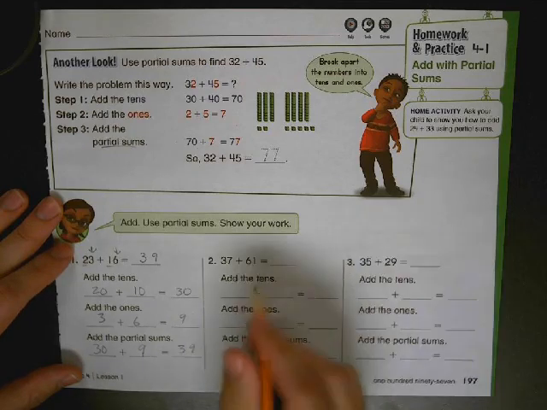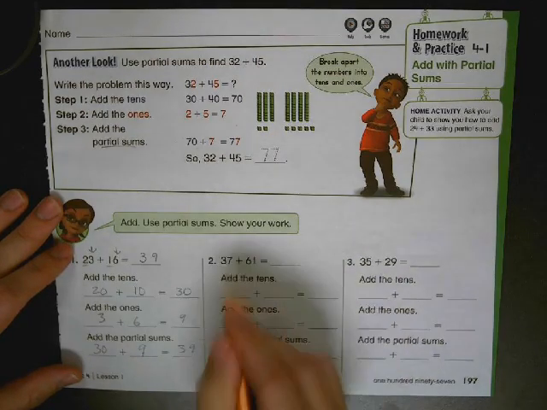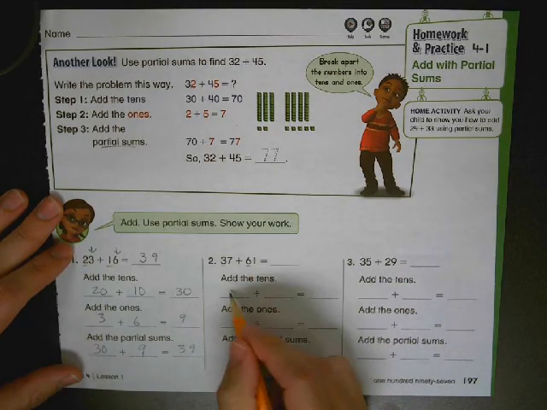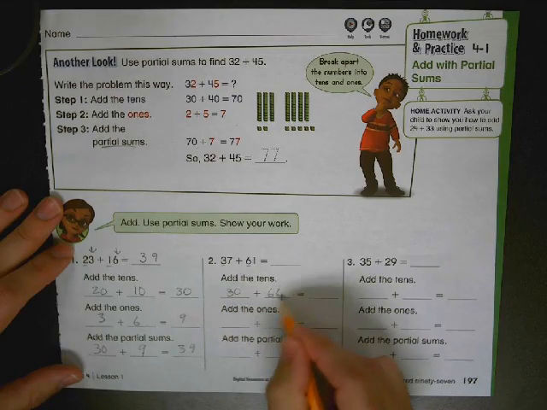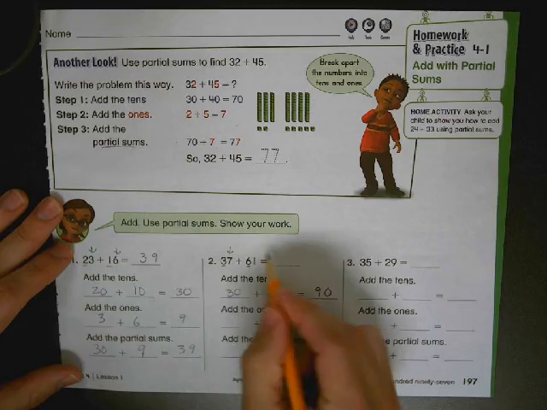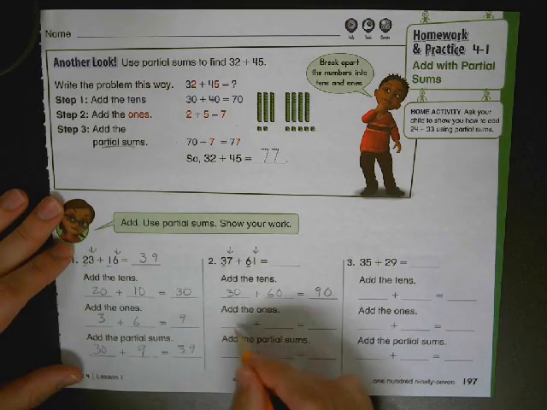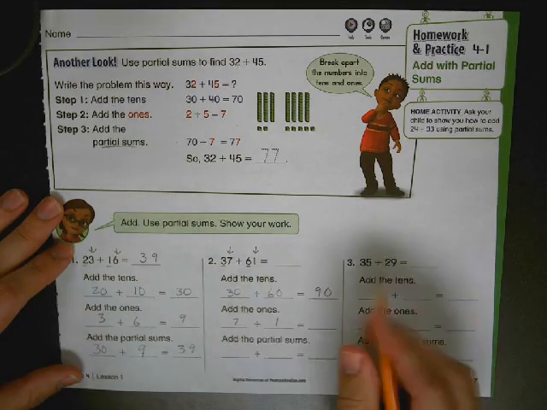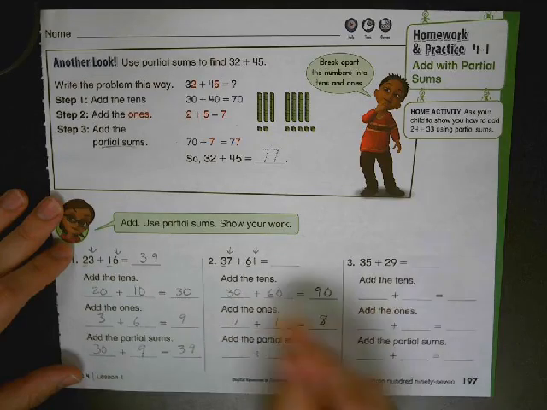Same thing on the second one. Show your work using partial sums. Add. Well, the tens are 3 and 6. 3 tens is 30. 6 tens is 60. 30 plus 60 is 90. There are my ones. 7 ones plus 1 is 8. 90 plus 8 is 98.